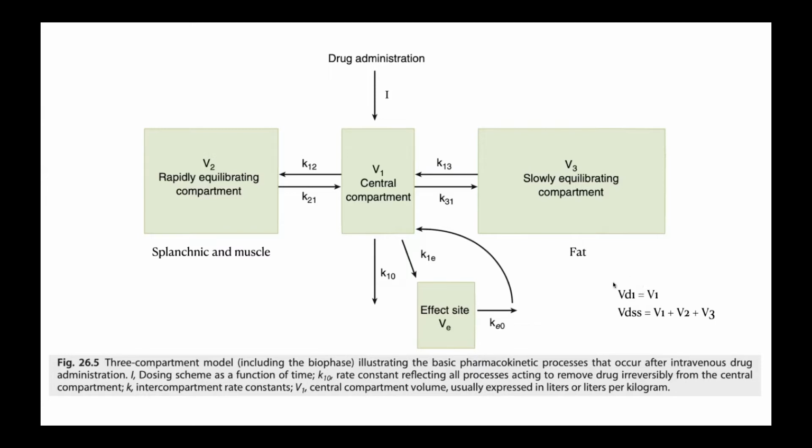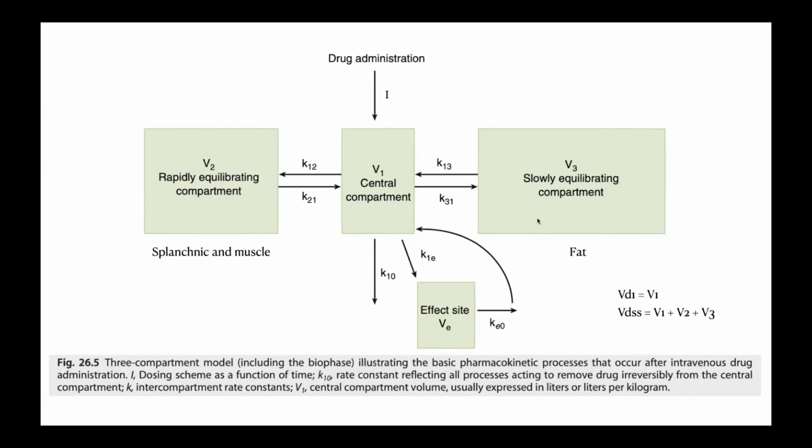So the volume of distribution at 1 is called the central compartment, or V1. And then the volume of distribution at steady state equals the volumes of your three compartments, so V1 plus V2 plus V3. The thing to note about this model, and I want you to just keep an eye on this, is the numbers that are here and the numbers that are represented in the models that we'll describe.